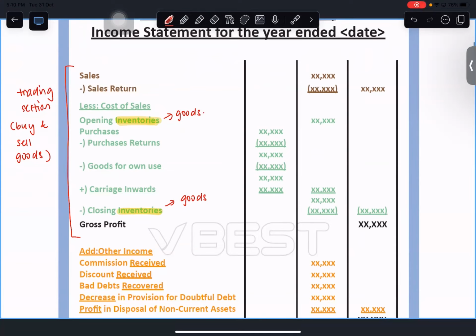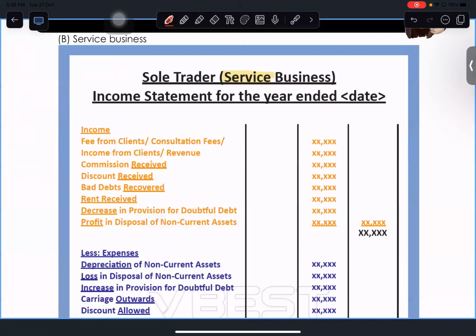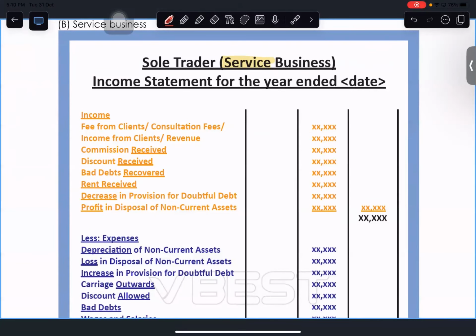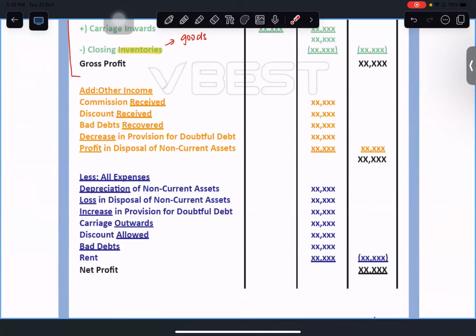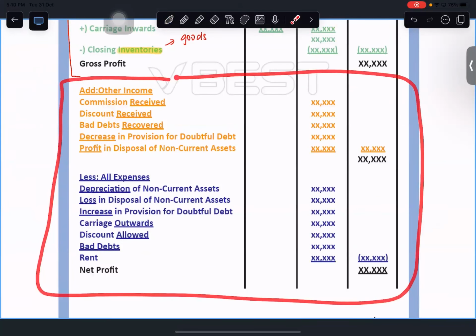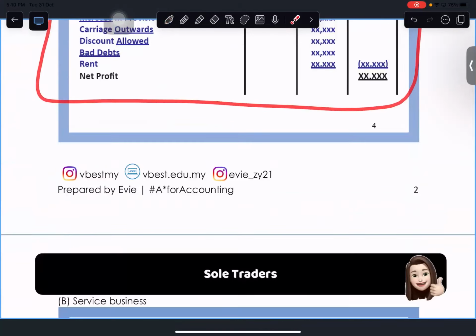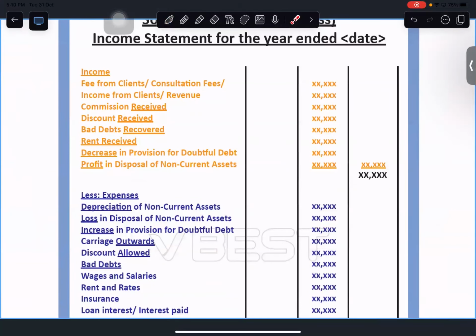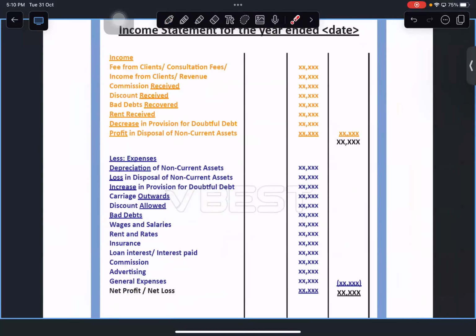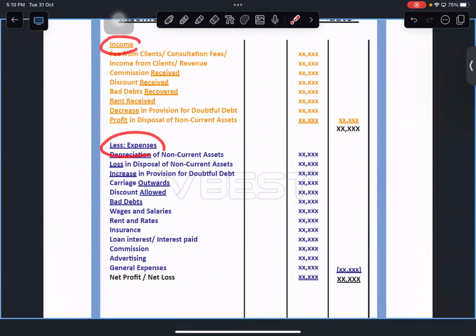And then I scroll to the bottom. Okay, service business is easier. Why? Because you just need to start from the bottom part here until profit. From the service business, you can't see any gross profit, you can't see any inventory. You just need to use income minus expense, get profit, that's it. So service business is the one students like to do because it's shorter and easier. But the others are not, because it's too long.